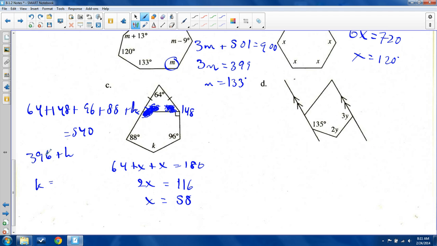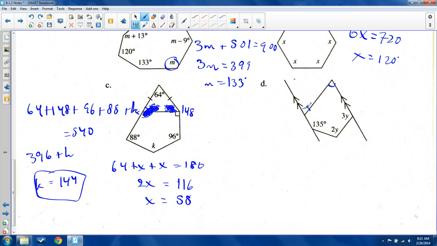So that's 144. Subtracting 396 from 540, it's 144. Okay, last one, I gotta go. Okay, 1, 2, 3, 4, 5-sided shape. Alternate interior angles. Whoops, that's not alternate interior angles.